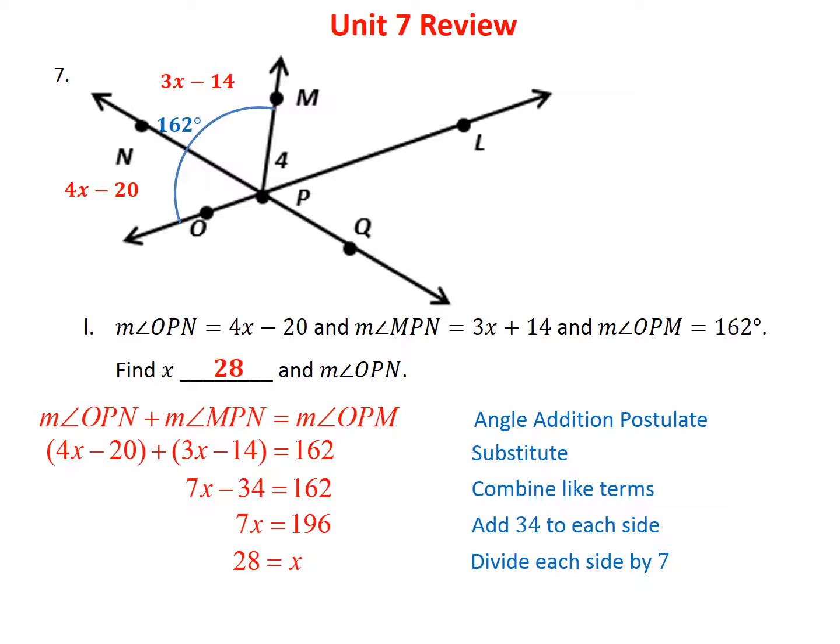Now they want to know what's the measure of OPN. So the measure of OPN is 4x minus 20, so I'll put in the 28. 4 times 28 minus 20, or 112 minus 20, and the answer is OPN equals 92. If you wanted to make sure that you were right on this problem, you could also solve for the measure of MPN and make sure that those 2 add to 162.